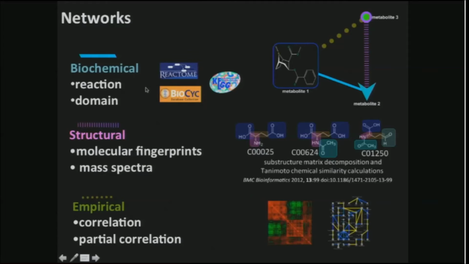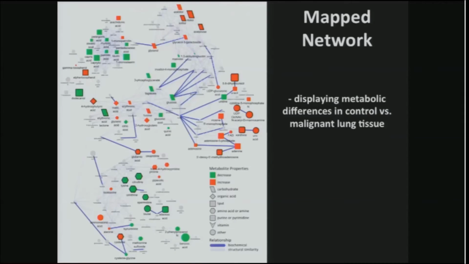So one connection could be biochemical. Maybe this is a precursor-product relationship in some database. Another connection could be molecular fingerprint. So as the first speaker, Kai, mentioned, this is just the functional groups present in your molecule. Another great connection could be your mass spectra. And the final connection could be the connection that is dependent on your experimental design, the correlation or the partial correlation in your data. And so you're going to use this to organize your information.